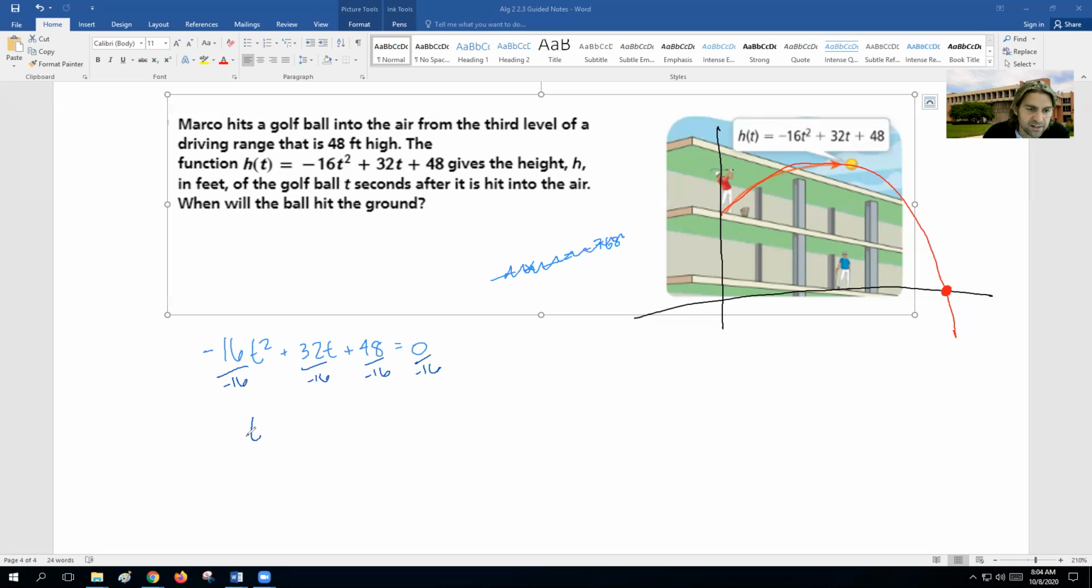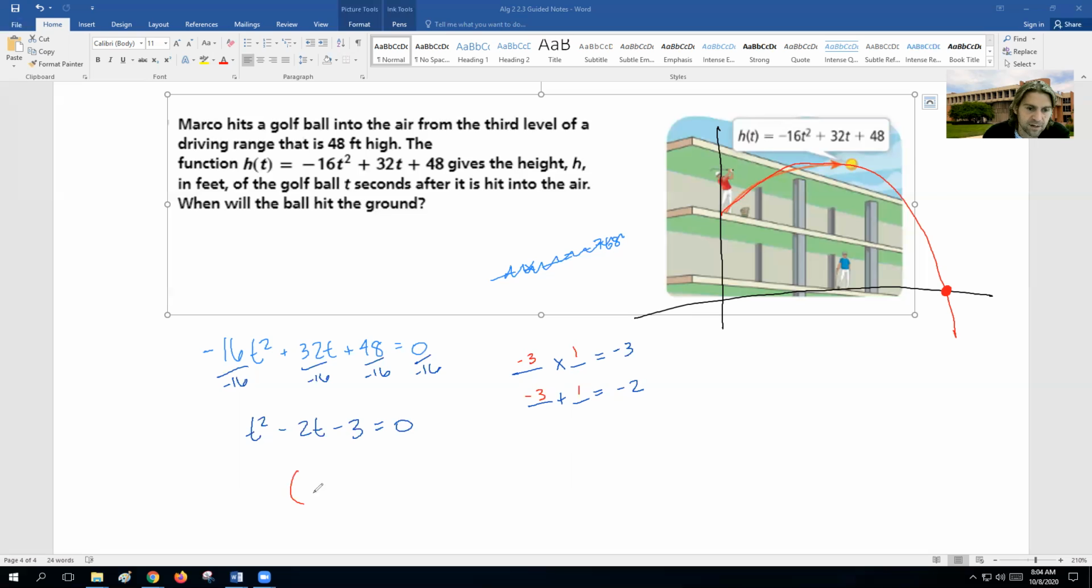So now this becomes a positive t squared. This becomes a minus 2t. And this becomes a minus 3. And that equals 0. So now instead of figuring, okay, what two numbers multiply together to give us negative 768, we can be, okay, what two numbers multiply give us negative 3? What two numbers add together to get negative 2? So we'll think about that for a second. That'd be negative 3 and positive 1.